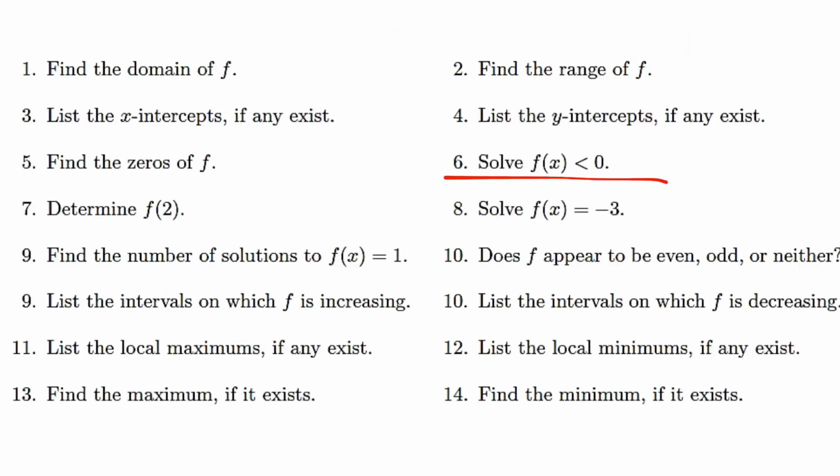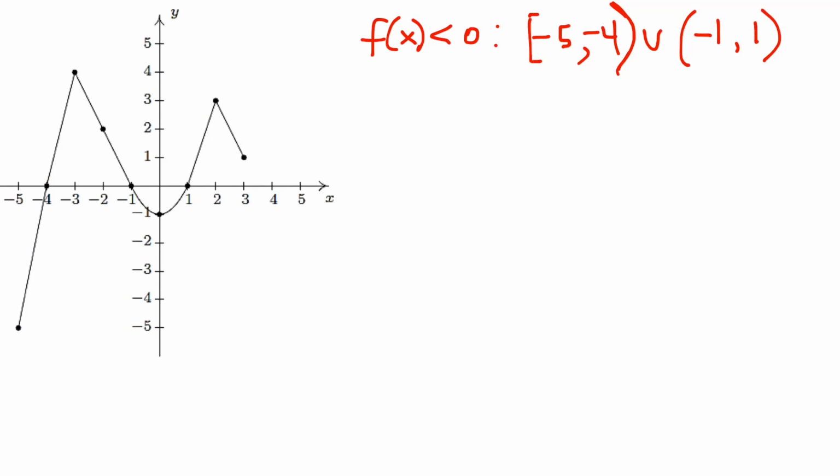All right, so next it says determine f of 2. So let's take a look at the graph and see what the value of f of 2 is. That means evaluate the function at x is equal to 2. So when x is equal to 2, our function is valued at 3. So we're going to say f of 2 equals 3.